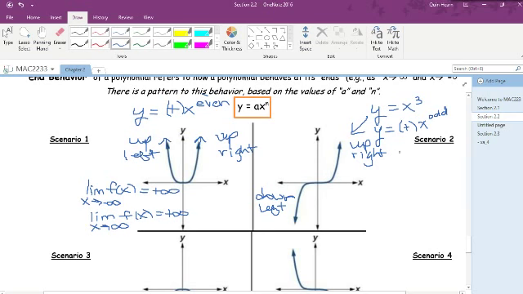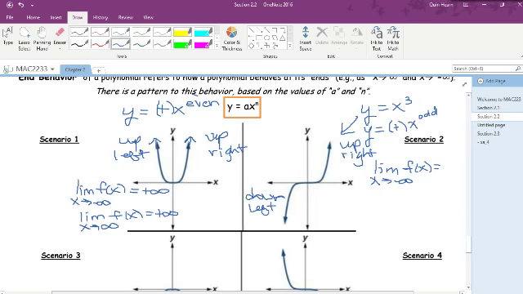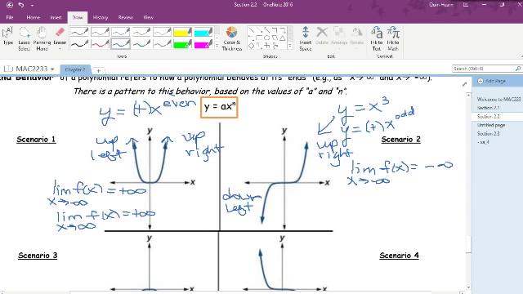Now, how do we describe that in terms of limits? So the limit as x approaches negative infinity on the left of f of x, whatever the function is, equals negative infinity. It's going down on the left, in other words. And then up on the right can be described in terms of limits as the limit as x goes to positive infinity of f of x is going to be positive infinity.